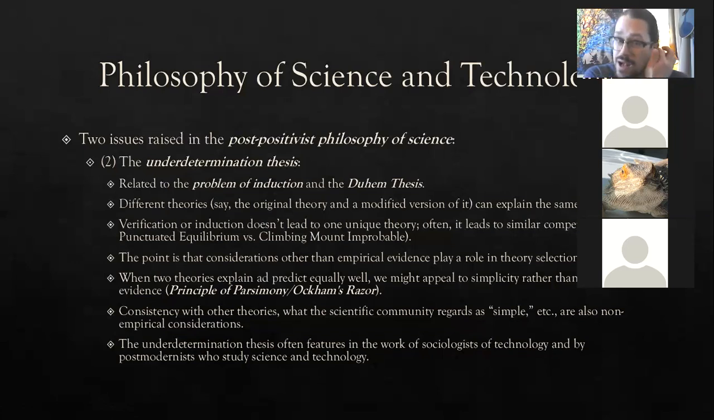You might also go for consistency with other theories, right? I've got two competing theories to try to explain this data. Well, which theory fits best within the paradigm with all of the other theories, right? So this is the underdetermination thesis. And we'll see as we make our way through the book that it features in the work of sociologists of technology, which I think we're going to have to talk about next time. And also by postmodernists who study science and technology. And I'm really curious to get to this.